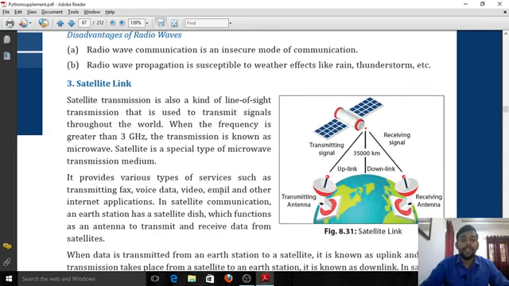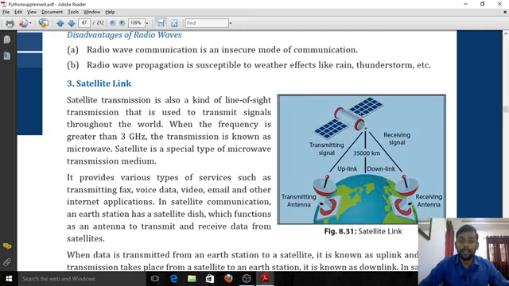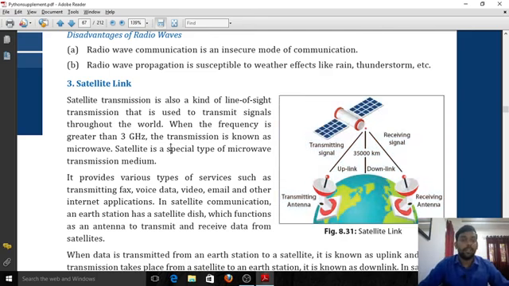Satellite communication is another one, which is very costly. We know the structure: the satellite transmits the signal, with uplinking and downlinking. Data transmitted to the satellite is called uplinking, and data received from the satellite by the receiving antenna is called downlinking. Satellite transmission is also a kind of line of sight transmission, like microwave and infrared, and is used to transmit signals throughout the world.